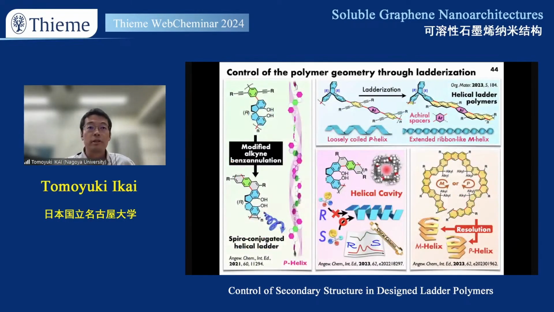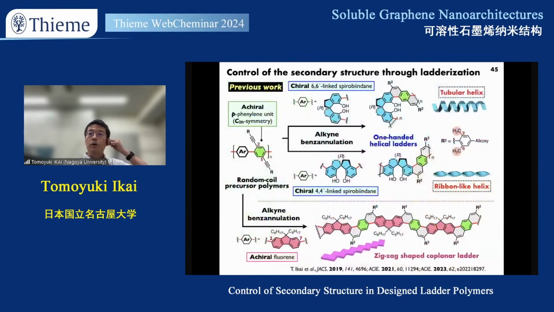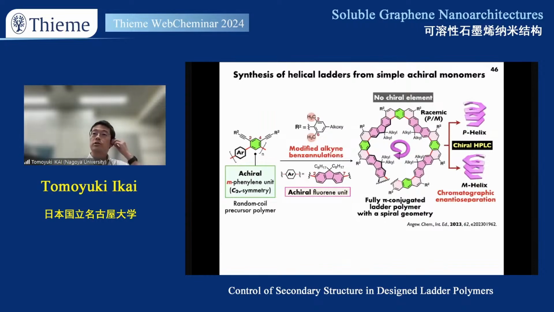Okay, using the remaining time, I'll talk about the last topic. So far, I explained that we can construct the secondary structure through the cyclization of the precursor polymer containing the chiral unit. And as you can expect, if we don't use a chiral unit, this kind of zigzag-shaped coplanar structure is produced. Based on this situation, this project aimed at the synthesis of a helical ladder polymer from only simple achiral monomers, without using any chiral element.